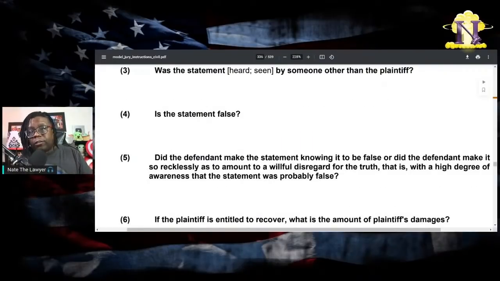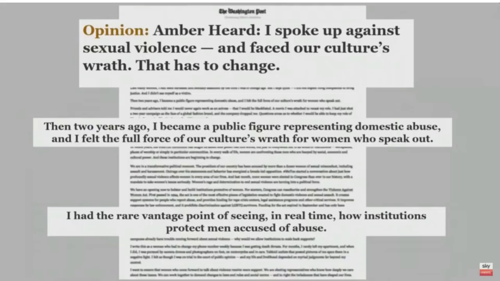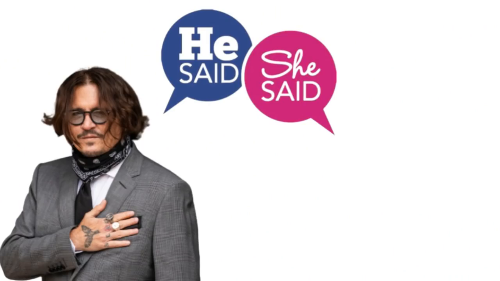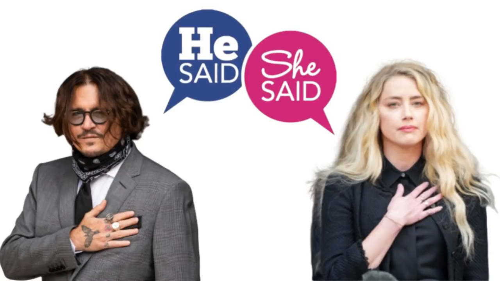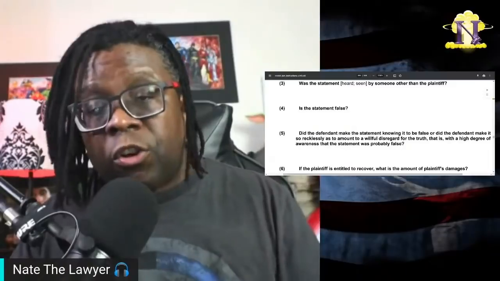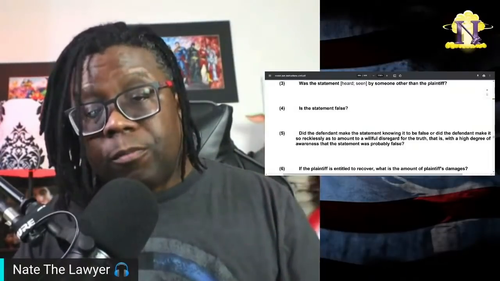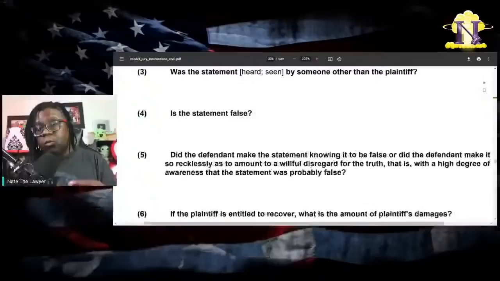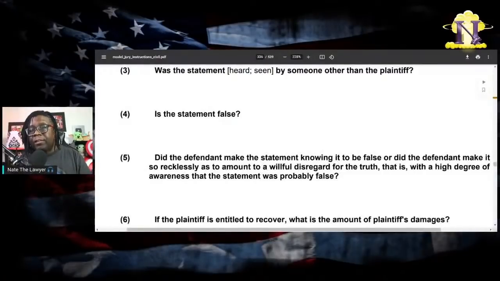So, is the statement false? This is where I think you're going to have the issue, right? Is the statement that he sexually abused her false? Is the statement that he abused her false? Number 4 is the bomb, right? That's the one the jury's going to have to sit there and be like, damn, do we believe him or do we believe her? Has he proven that she's been lying about this or has she not? This is the bomb, and it's a yes or no question. If it's yes, Johnny, I think, is going to win this case. So number 4, is the statement false?